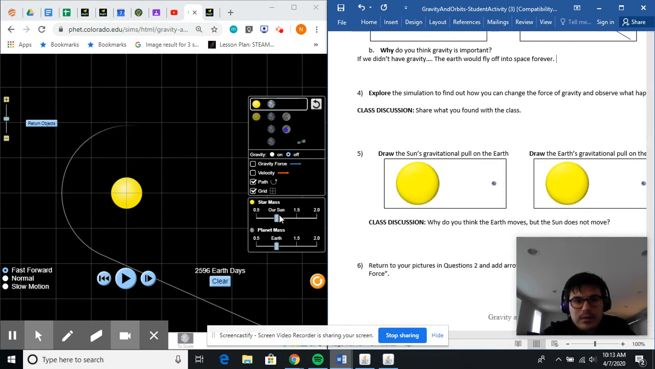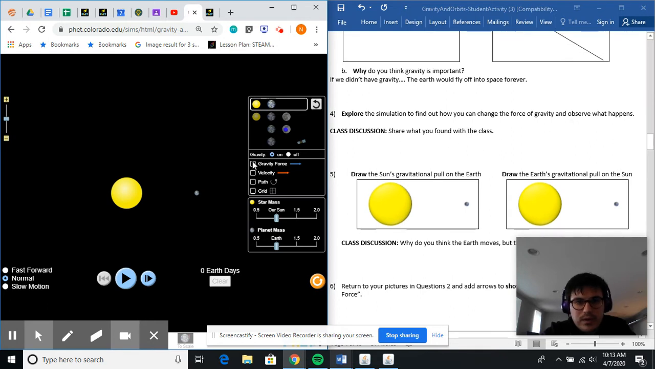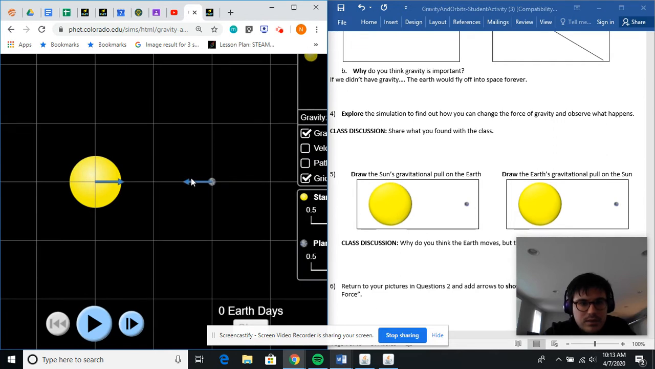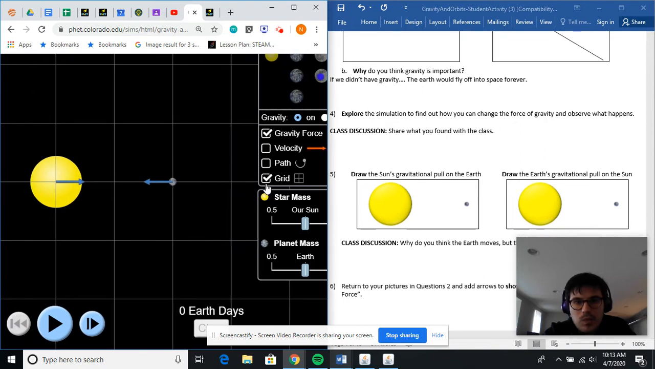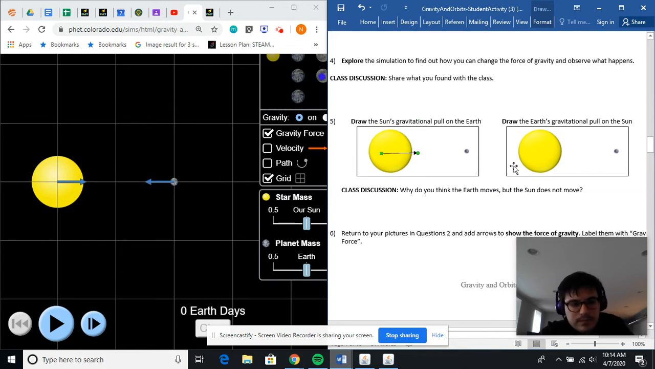All right, so what we're going to do is change the Earth's gravity here. I'm going to reset this and see what we can do. We're going to click this. These arrows, if I can zoom in here, show the force of gravity. So what I would do is draw an arrow here. This arrow and this arrow are the exact same size, so I'm just going to copy that, paste it, and put it over here.